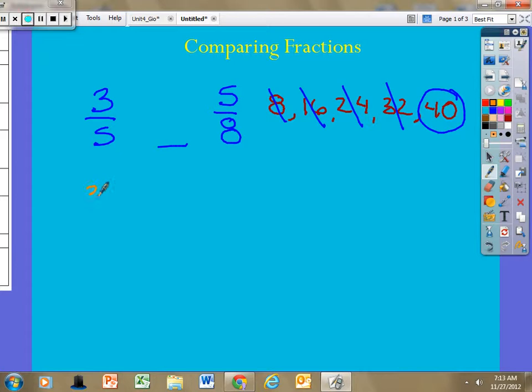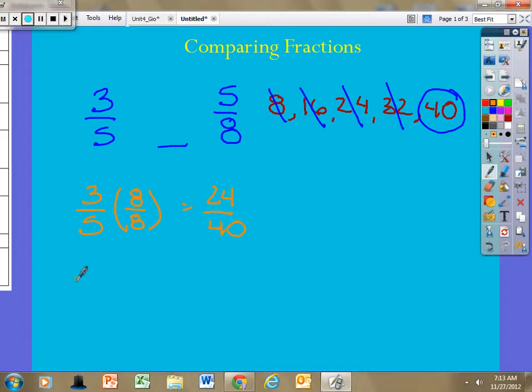I'm going to go now 3/5. And what did I multiply 5 by to get 8? Or I'm sorry, 40. I multiplied it by 8. So whatever I do to the numerator, I must do to the denominator. So I'm going to multiply this by 8/8. That would give me 24/40.